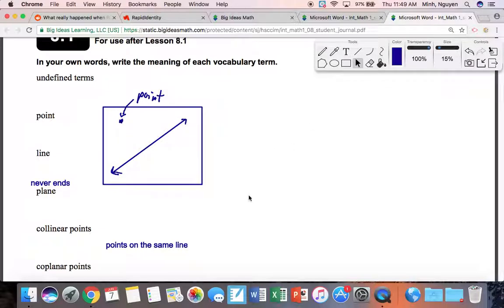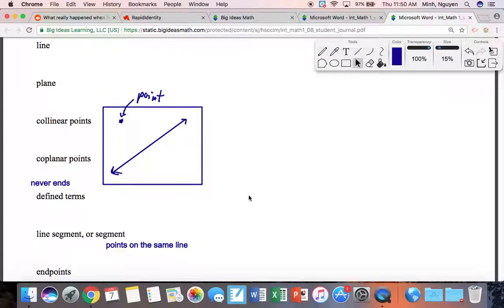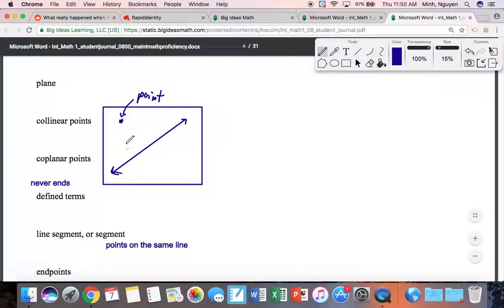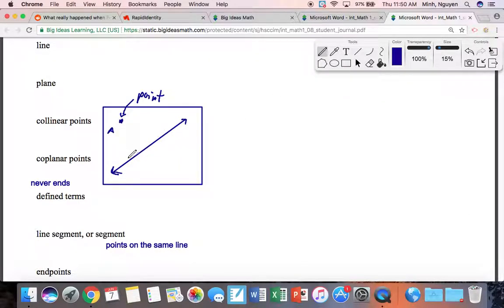Coplanar points, let's just move down. Coplanar points are points on the same plane. So right here, let's say I have this point A, this point B, this point C, this point D, and this point E. E is coplanar with A, B, C, and D. It is not coplanar with F, because F is outside of the plane. Collinear points are B, C, and D, collinear because they're on the same line.